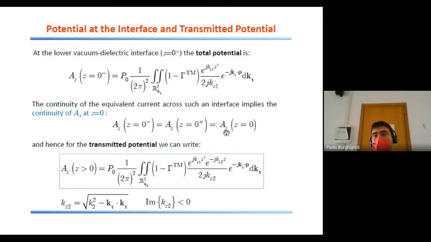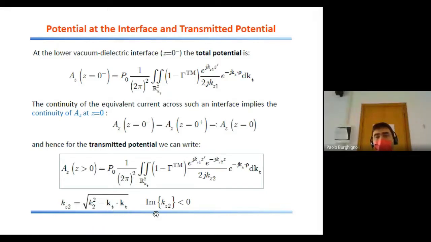Now, once we know AZ at the interface, the transmitted potential, that is the potential inside the dielectric, can be evaluated simply by including the propagation term inside the dielectric, that is the exponential e to minus j kz2 z divided by 2j kz2, which is the one-dimensional Green's function inside the dielectric. Okay, where kz2 is now the vertical wave number inside medium number 2, that is inside the dielectric, which is linked to the transverse wave vector kt by the standard separability condition. So we have the square root of k2 squared minus kt dot kt.